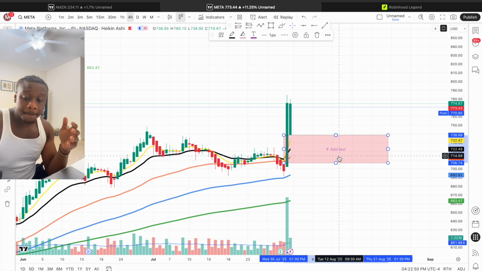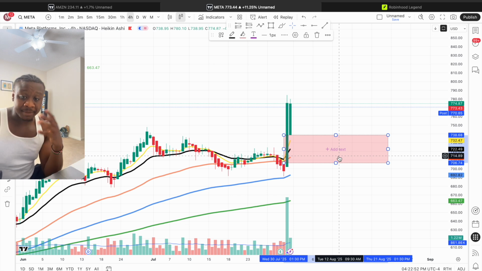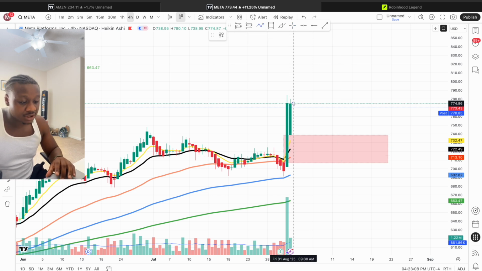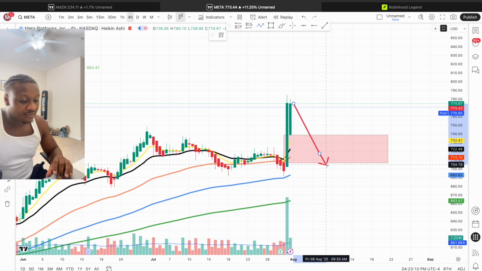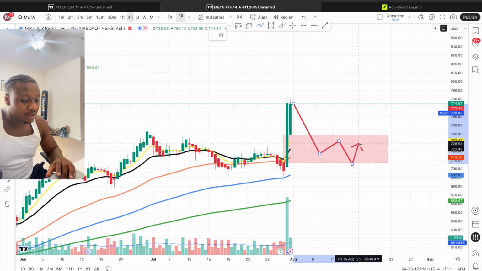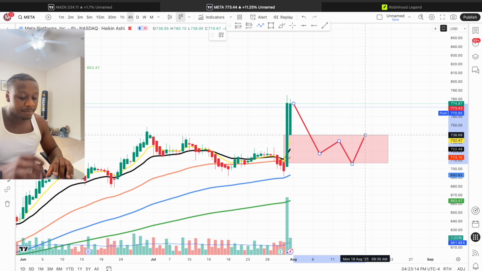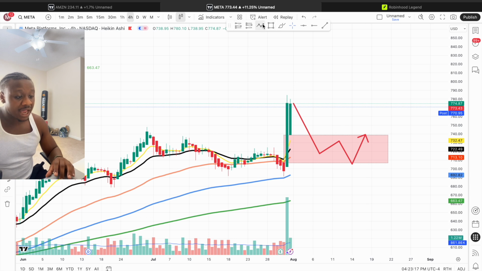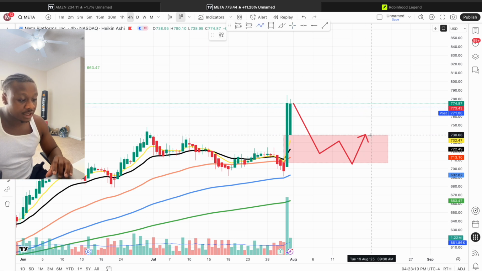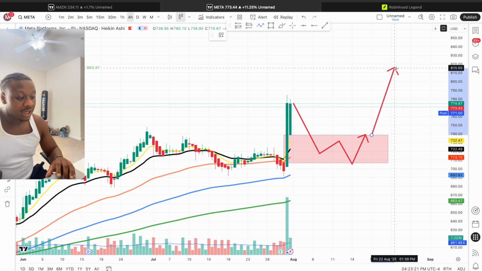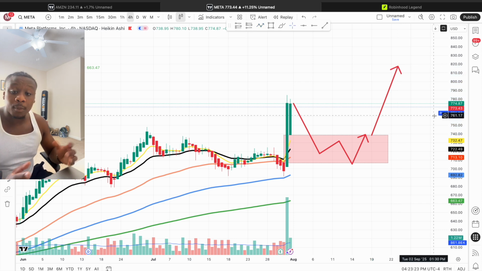Now, usually these fair value gaps act as magnets for price to retrace back into. Price could potentially drop into this fair value gap, play around a little bit. But then once, let's just say the buyers gain control over here, then you're able to make an entry over here at the top of our rectangle and then go up with the stock.